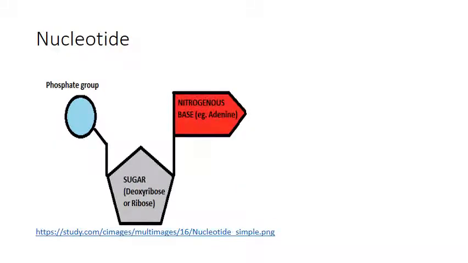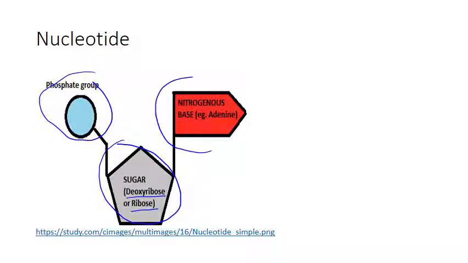A nucleotide is consisting of three components. One component is a phosphate group. Second component is a pentose sugar. Pentose sugar means a sugar made up of 5 carbon atoms. This sugar is deoxyribose in case of DNA and ribose sugar in case of RNA. Third component is known as nitrogenous base.